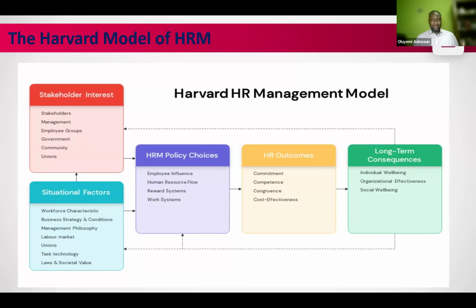So, once again, look at your HR plan for 2024, for this year. Did you do proper stakeholder analysis? Are their interests well taken care of? Then I move to the extreme. Have you identified the long-term consequences of all your programs and initiatives? How will it affect and benefit the individuals? How will it translate into organizational effectiveness? How will it translate to societal well-being? Ladies and gentlemen, this is the first model.